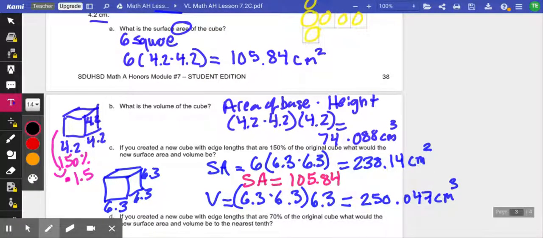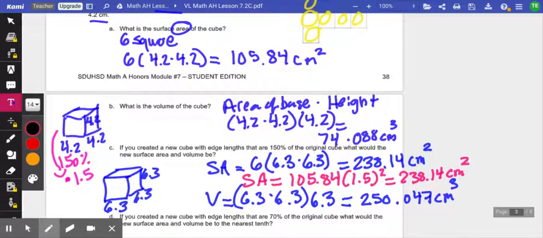And if the scale factor is 1.5, then the area ratio is 1.5 squared. So I can multiply by 1.5 squared, and I would also get 238.14.